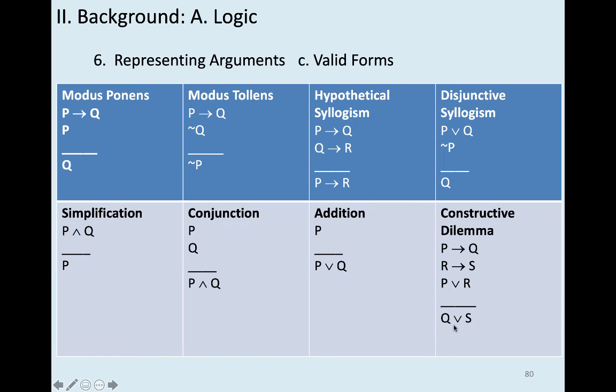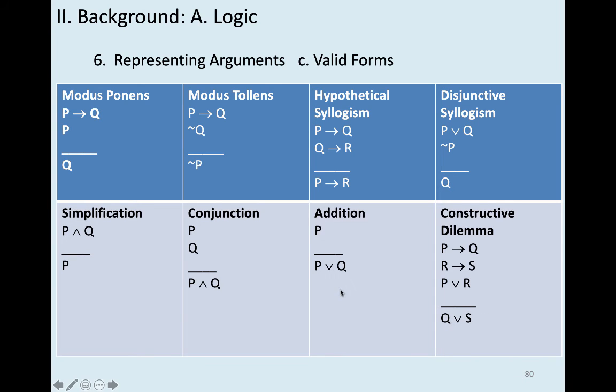So why is that? Well, here's the idea. We know P gives us Q and we know R gives us S. So if you have P, you've got to get Q. If you have R, you've got to get S. We know that P or R is true, which means at least one of these is true because these are P and R. Well, if P is the one that's true, we're going to get Q. If R is the one that's true, we're going to get S. At least one of those two is true, which means at least one of these two must be true. And that's what the conclusion says. It says at least one of those two is true.